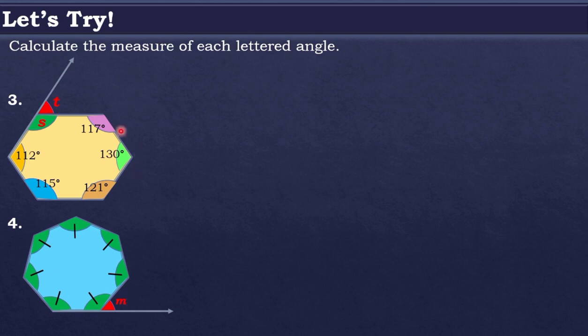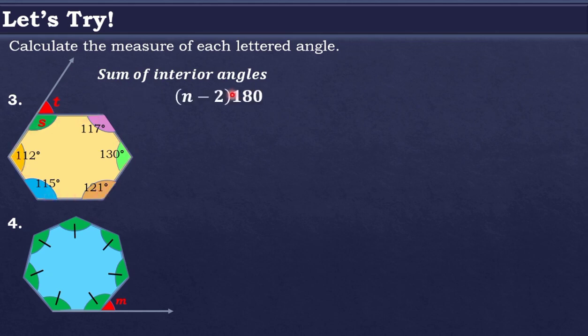Next, calculate the measure of each lettered angle. So, ang pinapahanap sa atin ay si S at si T. So, first step, kunin mo muna ang interior angles, yung sum. 1, 2, 3, 4, 5, 6. So, using the formula, n minus 2 times 180. Now, by the way, merong ibang books na ang 180 nandito. Pareho lang po yun. Okay? 180 times n minus 2 or n minus 2 times 180.